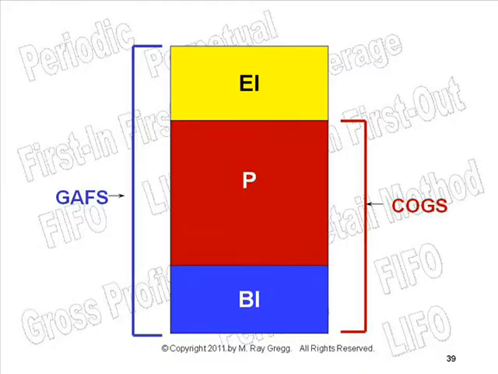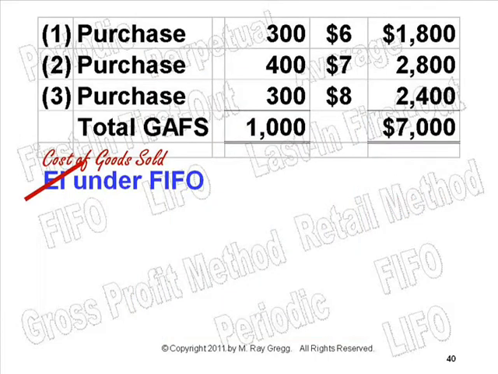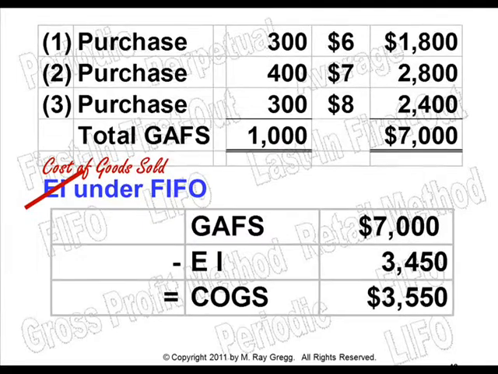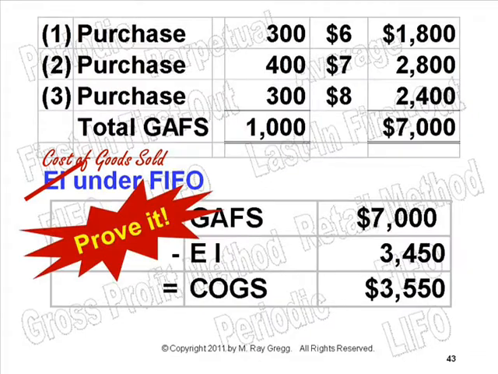We can find cost of goods sold by realizing that goods available for sale minus ending inventory is cost of goods sold. We knew goods available for sale was 7,000. The easiest, fastest, most direct way to find this is to subtract that ending inventory valuation that we just determined from the 7,000 and get cost of goods sold. We just assigned $3,450 of cost to ending inventory. Goods available for sale, 7,000, minus ending inventory, $3,450, is cost of goods sold, $3,550. Let's write that down and prove it.